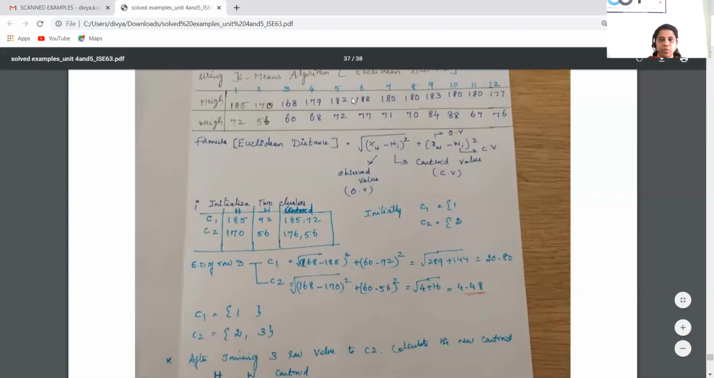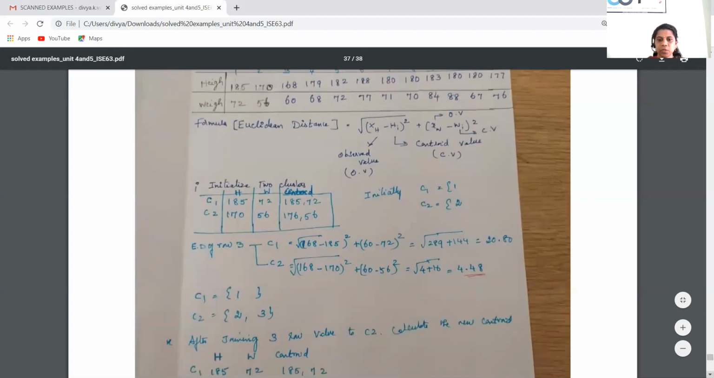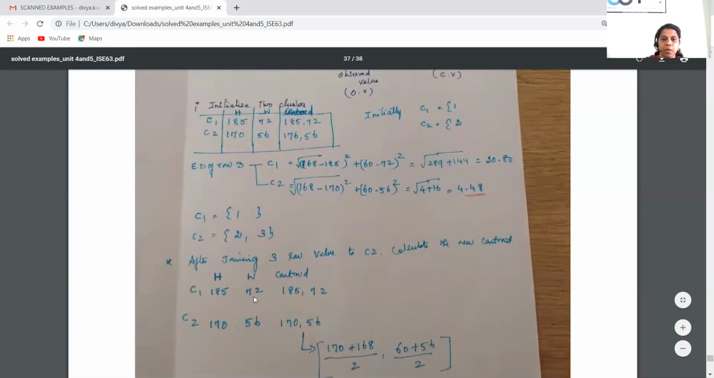So when we repeat this again for the fifth point, sixth point, all these points, we need to calculate the distance from these two cluster representatives. So when we repeat the procedure, we'll come to know that this is the first cluster that we are getting. That is, the first cluster is having 185, 72. That is, the centroid point is 185, 72. Second cluster, 170 is the height, 56 is the weight, etc.